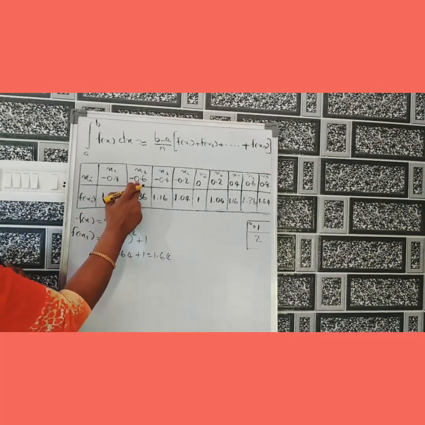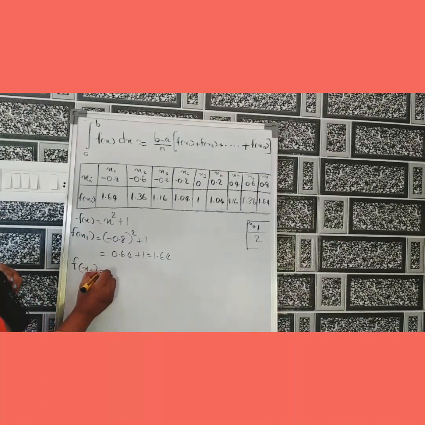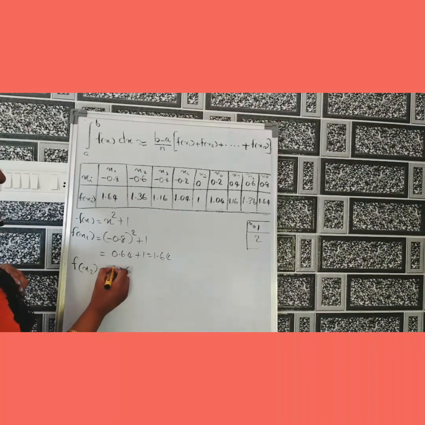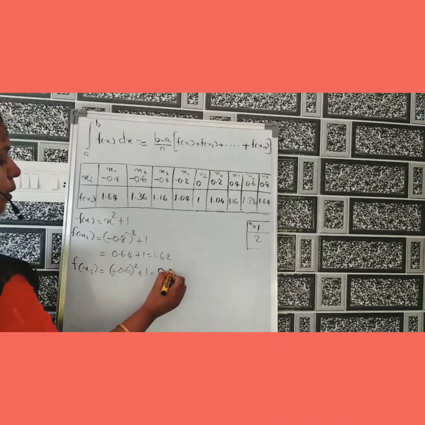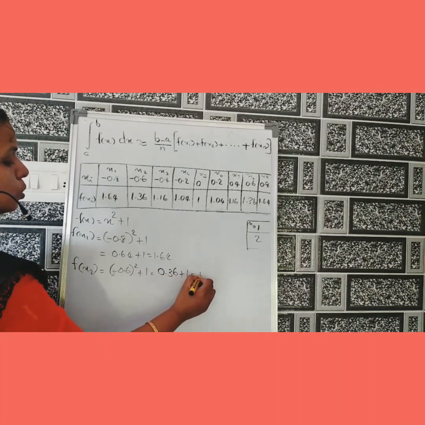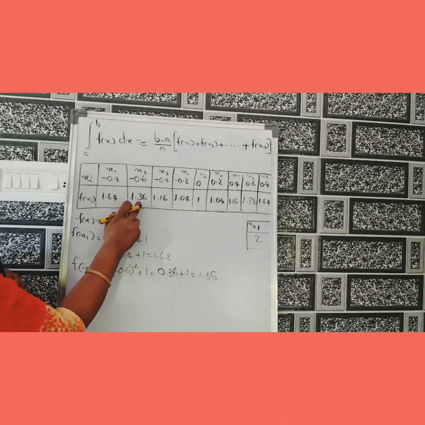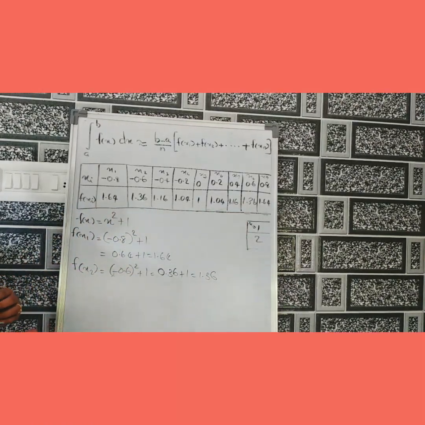Similarly, we calculate f of x2. F of x2 is equal to negative 0.6 whole square plus 1. Negative squared is positive. 6 square is 36, so 0.6 square is 0.36, plus 1, that is equal to 1.36. Therefore, the corresponding f of x2 is 1.36. Similarly, we calculate all the values up to x10.